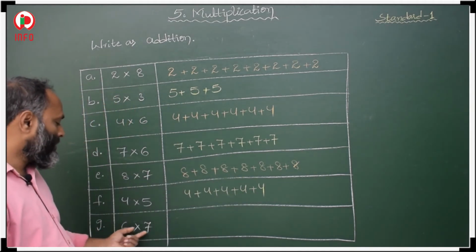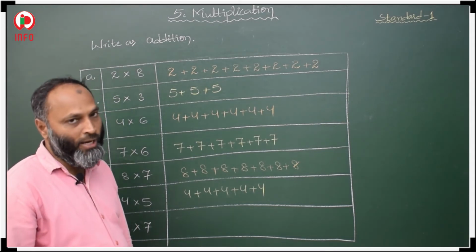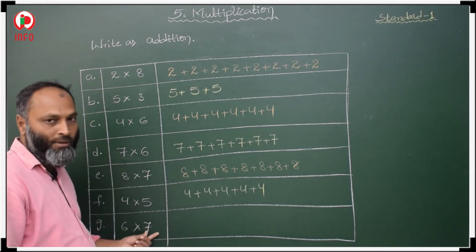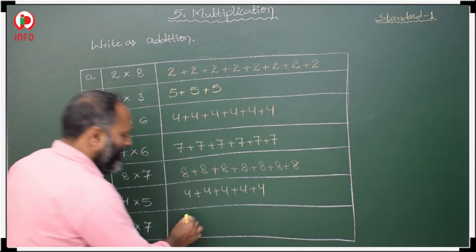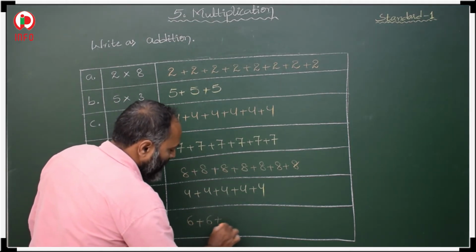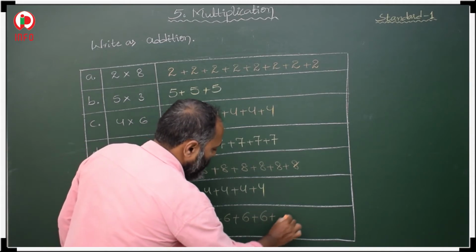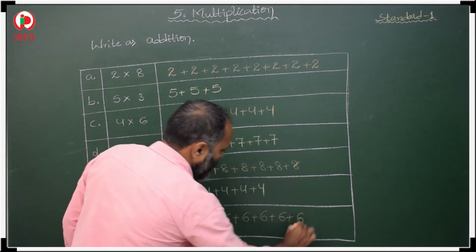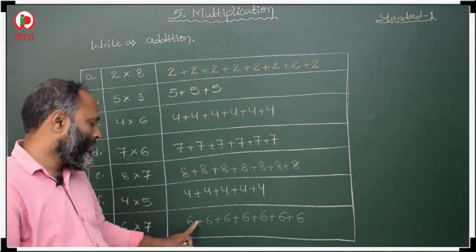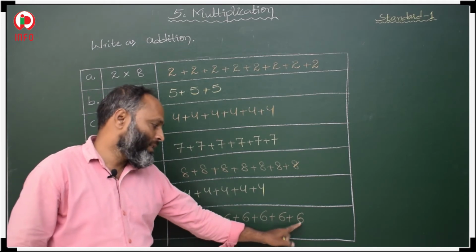Now 6 into 7. What does it mean? We have to add 6, 7 times. How many times? 7 times. Add 7 times. 6 plus 6 plus 6 plus 6 plus 6 plus 6 plus 6. Now you count how many times it is. 1, 2, 3, 4, 5, 6, 7 times.